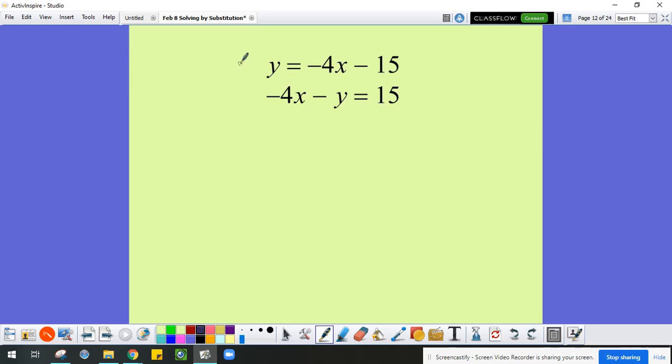On this one, I am going to use substitution again. And the reason I know substitution is a good method to use is because at least one problem, and that's the top row, has y isolated. If they both said y equals, I would suggest using a graph. They don't both say y equals. So substitution is my choice. And I'm going to take this negative 4x minus 15, which equals y, and I'm going to replace that y.